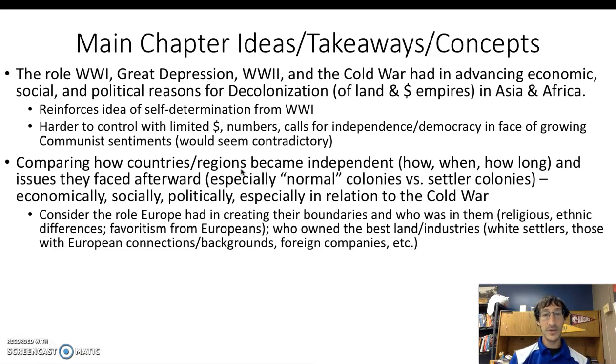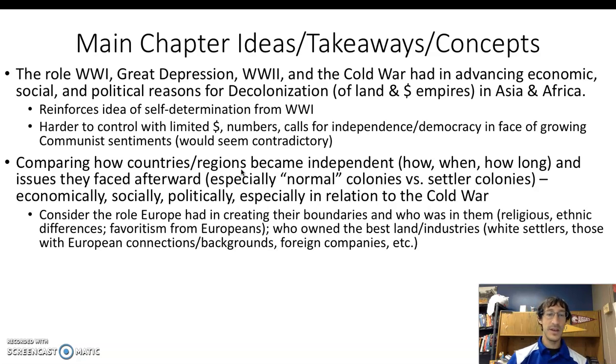We also want to compare how countries and regions became independent. So in particular, how certain countries or certain regions became independent. When did they become independent? So what years? How long did it take? As well as the issues that they faced afterwards, especially the ideas of what we call normal colonies, or colonies that didn't have a whole lot of Europeans or European descendants, versus settler colonies like particularly Kenya and South Africa.